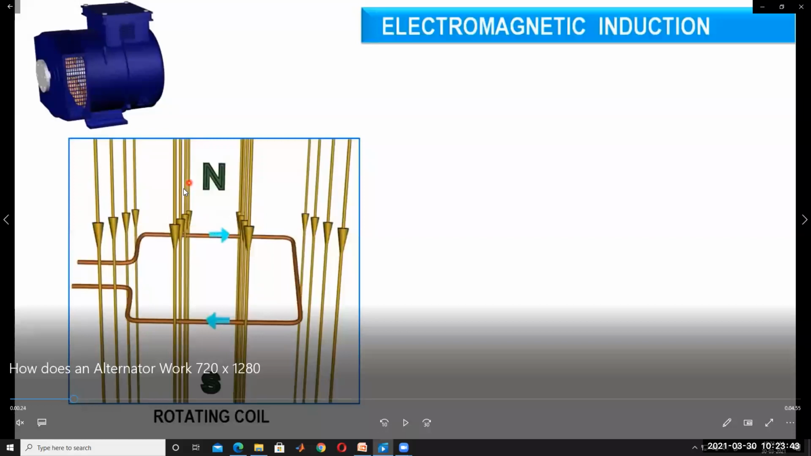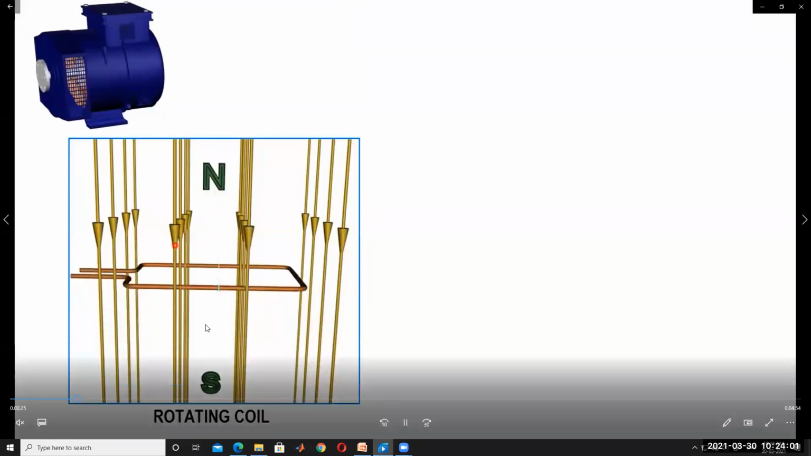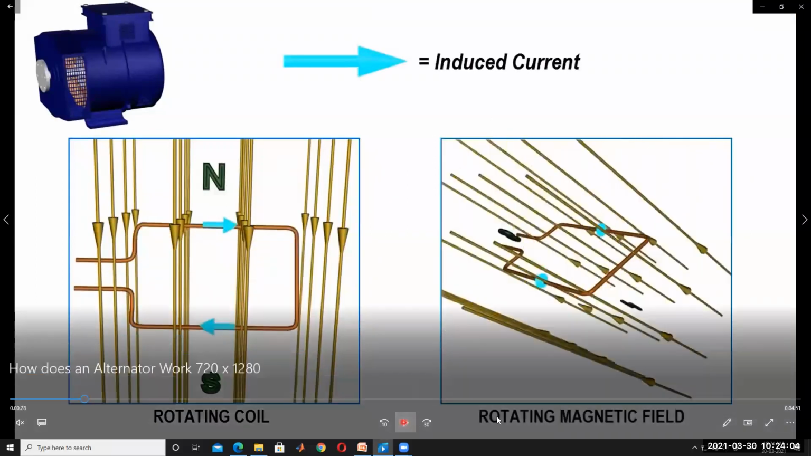This field flux is called the stator field, and this is the rotor. The armature conductors are rotating; this is one of the conductors, rotating in a stationary magnetic field. That is called a rotating coil. Another type is the rotating magnetic field. In DC machines, between the north and south pole, the coil is rotating. That is called the armature winding rotating in DC machines. Am I right or not?